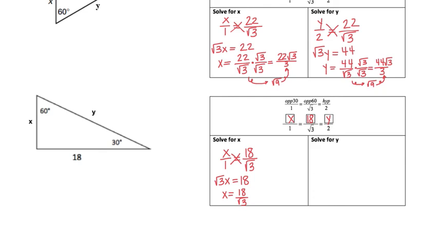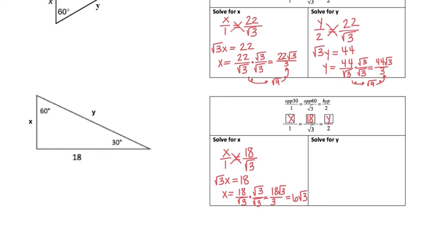Now we can't just leave it like that. We have to multiply by the square root in the denominator to rationalize the denominator. We're going to end up with 18 square root 3 up on top. Square root 3 times square root 3 is the square root of 9, or 3. Now 18 divided by 3 actually comes out nicely. 18 divided by 3 is 6. And then we still have that square root 3 at the end.